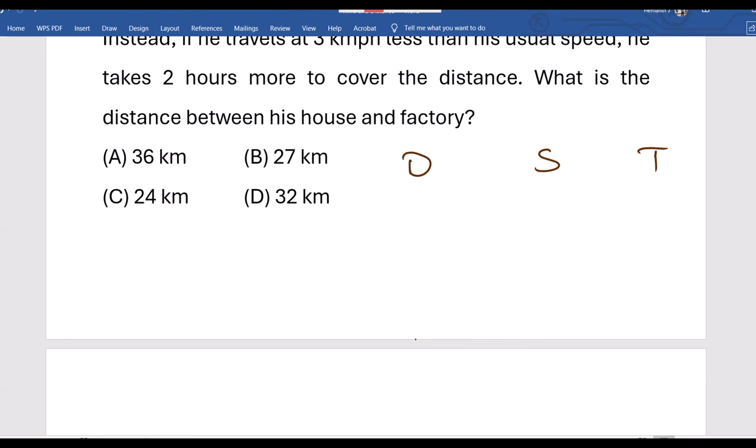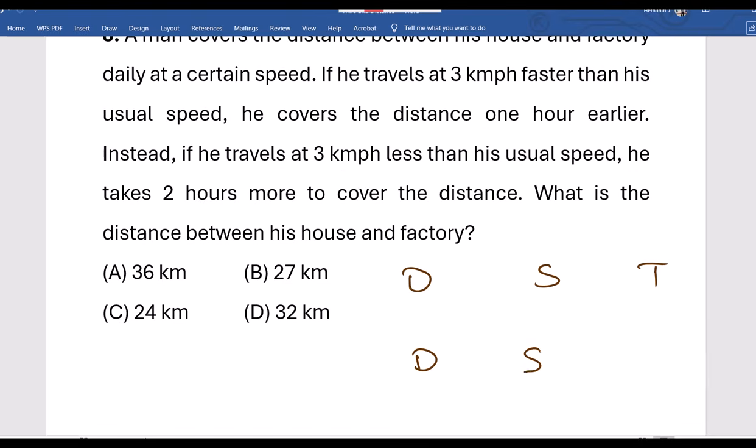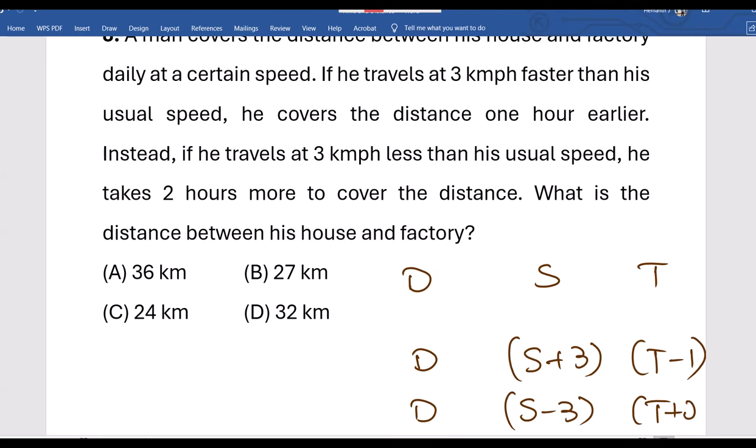Now, same distance, speed increased by 3, time taken 1 hour early, t minus 1. Now, same distance, speed s minus 3, time t plus 2. How many equations will form? 3 equations. How many unknowns?